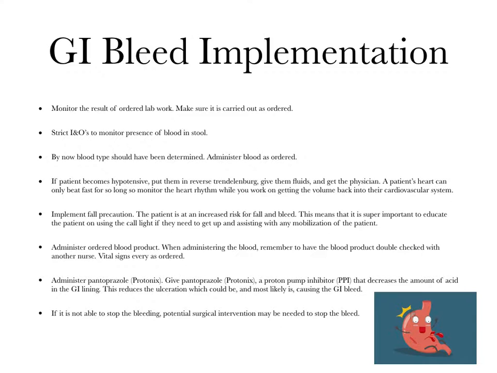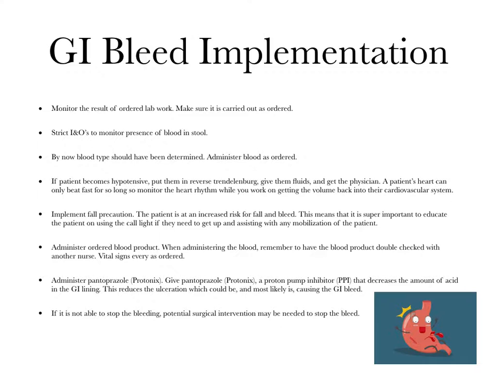There are medication interventions that have been more recent, improving the therapy for bleeding over the past few years, including Protonix. This is a proton pump inhibitor. It is given through IV, and it decreases the amount of acid in the GI lining. This has been a very therapeutic and successful medication intervention over the past decade.